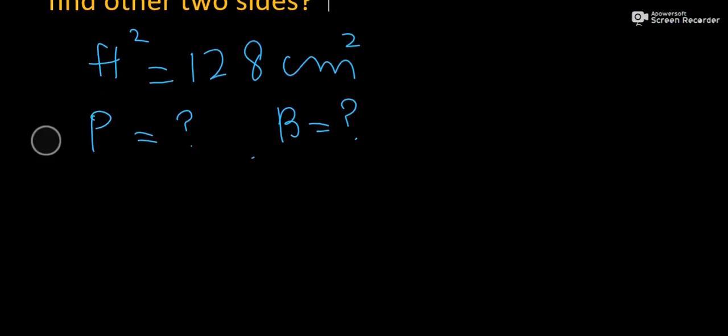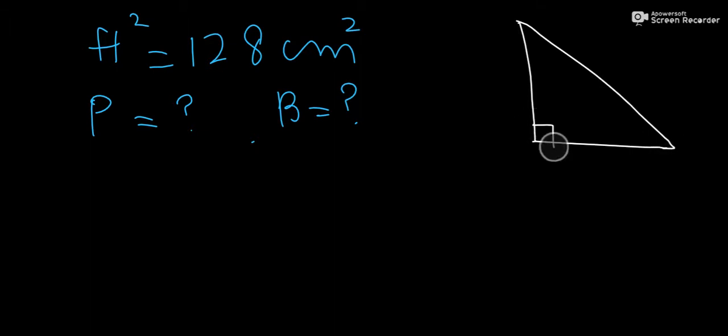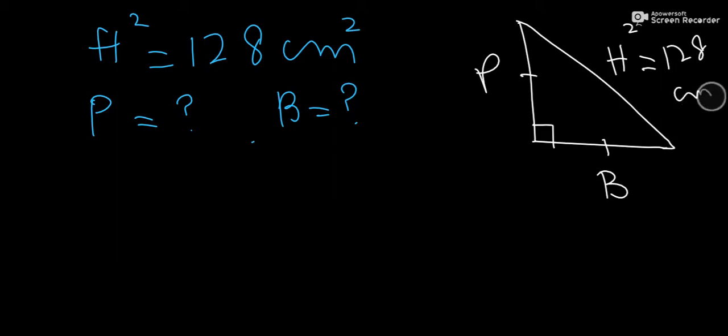Okay, now I am making a triangle here. Let's suppose this is a right triangle and these both sides are equal. This is P, this is B and this is H, and the value of H square is given here, 128 centimeter square.